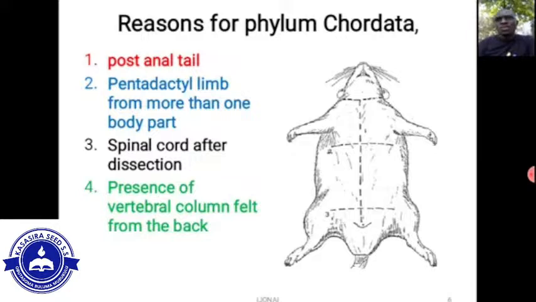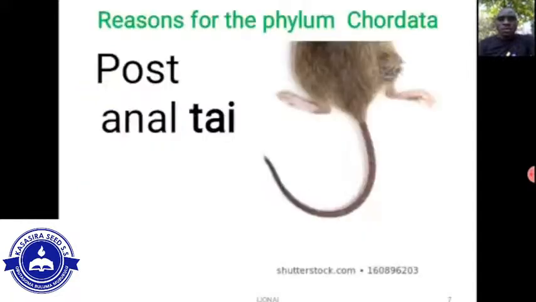However, if you have been told to cut it, to dissect, to expose it, then definitely it becomes part of your description. So do not give the examiner what they have not asked. Yeah, thank you so much. I hope you can now give reasons why an organism belongs to phylum Chordata, not just the rat, but all the members of phylum Chordata.